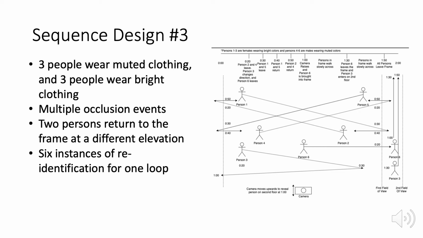The sequence functions the same way as previously described sequences, except the movement patterns of persons 3 and 6 are changed. Person 3 leaves the frame at 20 seconds and returns after 40 seconds on the second floor, then walks forward until they exit the frame. Person 6 leaves the frame after 60 seconds, then returns 30 seconds later on the second floor and walks forward until they exit the frame.